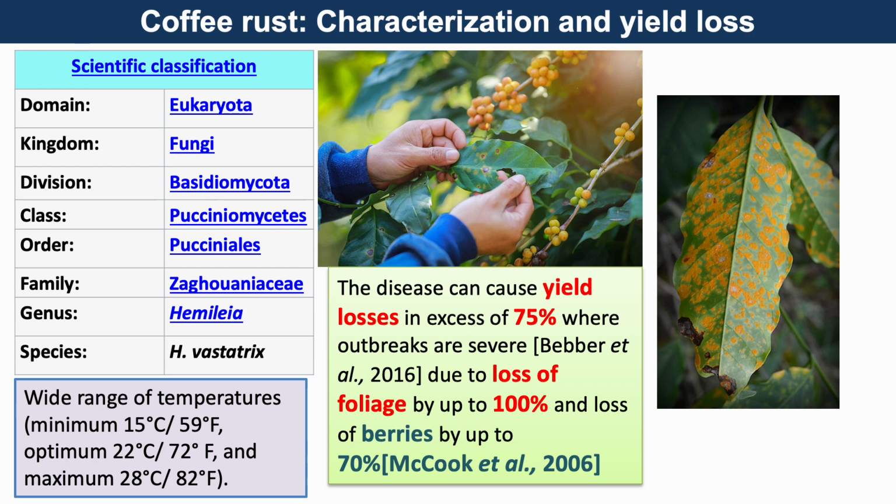And the disease called coffee rust can cause yield losses in excess of nearly 75% where outbreaks are severe. This has been reported during 2016. This disease causes the loss of foliage by up to 100%, and it may cause the loss of berries by up to 70%.